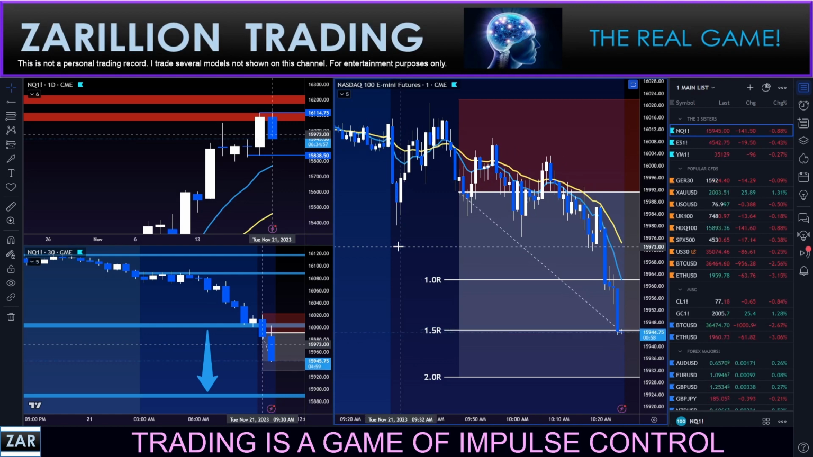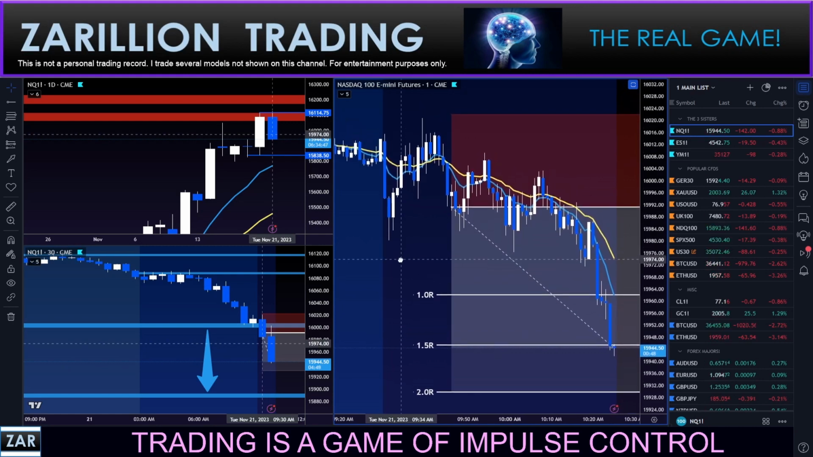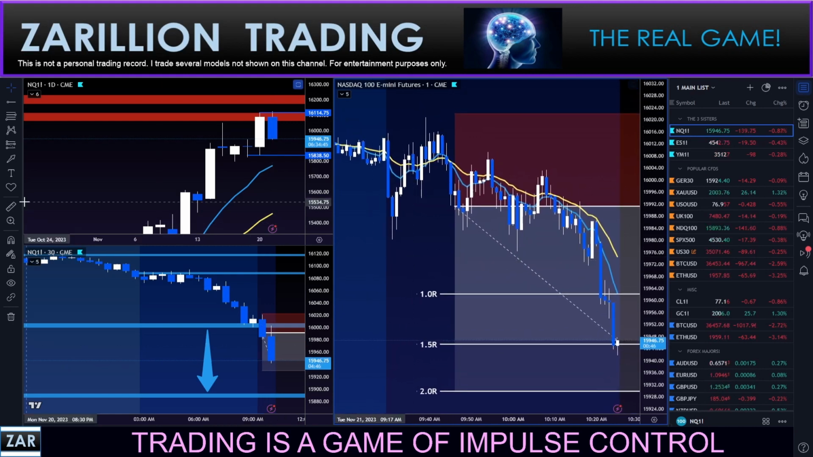We just hit target 2, so the 1.5 R all-or-nothing trader has now left the game with full profitability. Only one more player left here, and that, of course, is the 2 R all-or-nothing trader. Let's see if we can get that going too. Be right back.